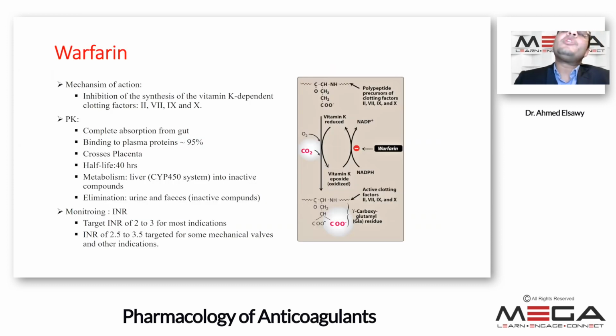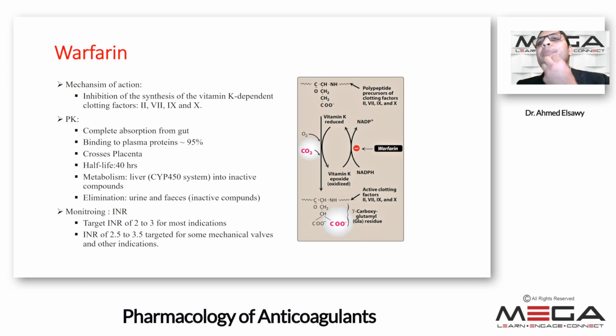Warfarin, we know, is one of the oldest indications of anticoagulation. Warfarin acts as an anti-vitamin K, or it blocks the synthesis of vitamin K-dependent clotting factors 2, 7, 9, and 10. It mainly works by preventing the conversion of vitamin K into its oxidized form.